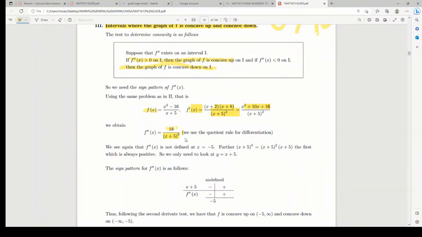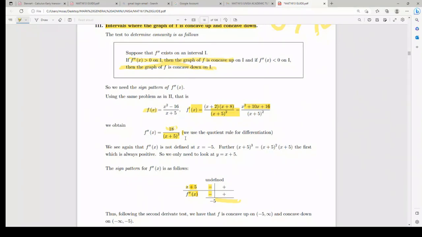And then they just check a particular value there less than minus 5, like minus 6. Minus 6 plus 5 here will give you a negative. And then, of course, 18 is positive, so the second derivative will be negative. And again, for the interval minus 5 up to infinity, we can take any value there. Let's say minus 4. Minus 4 plus 5 gives you a positive. So the second derivative is positive.